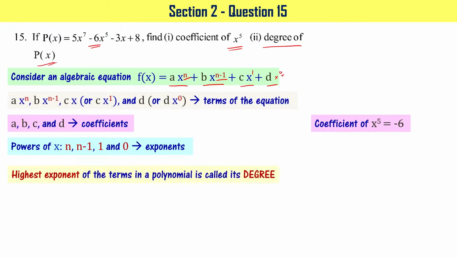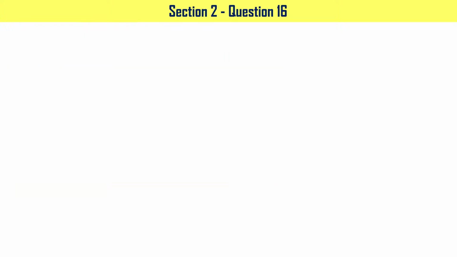We know the highest exponent of the terms in a polynomial is called its degree, right? The highest exponent. We have already said these powers are called exponents, right? The highest exponent is 7. So the degree of p of x is going to be 7, right? Let's go to the next question. Question number 16.